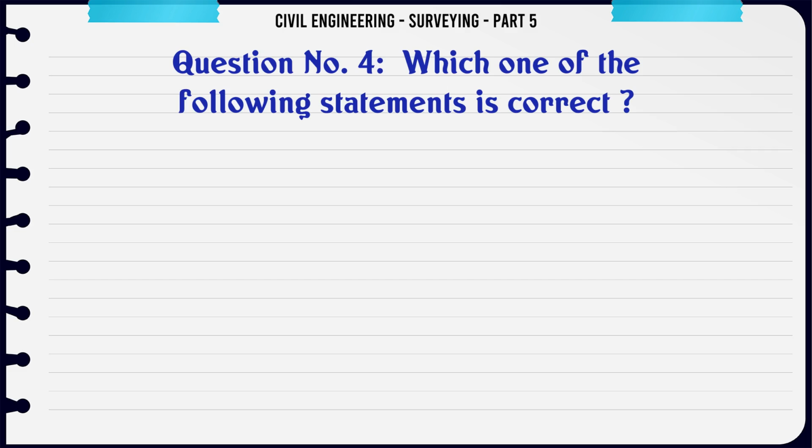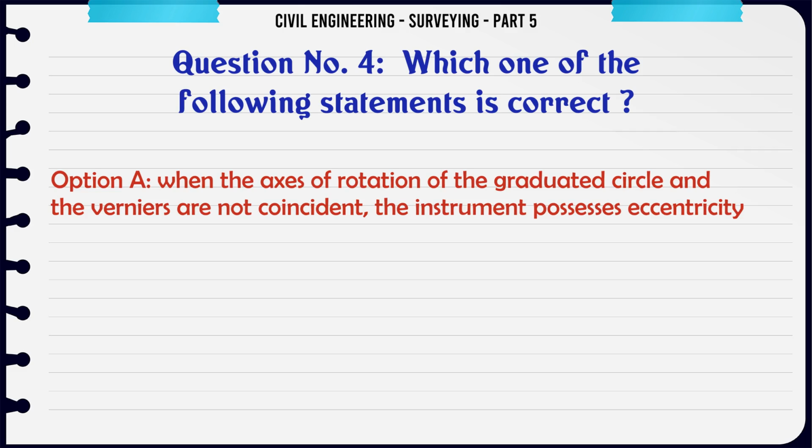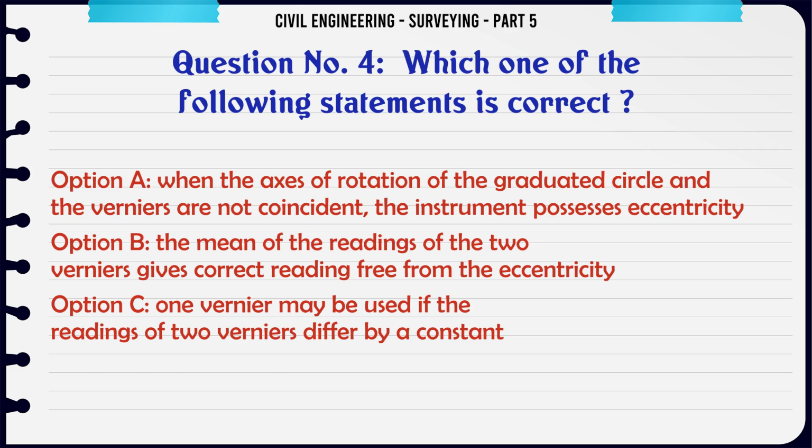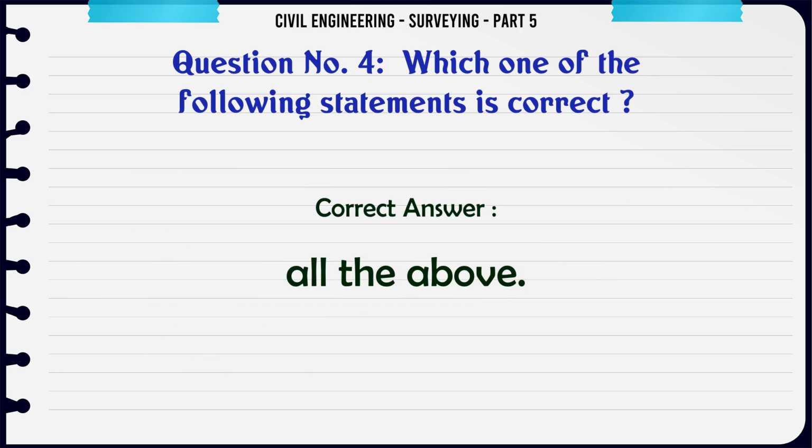Which one of the following statements is correct? A. When the axis of rotation of the graduated circle and the verniers are not coincident, the instrument possesses eccentricity. B. The mean of the readings of the two verniers gives correct reading free from the eccentricity. C. One vernier may be used if the readings of two verniers differ by a constant. D. All the above. The correct answer is all the above.